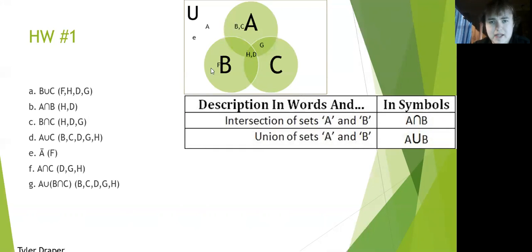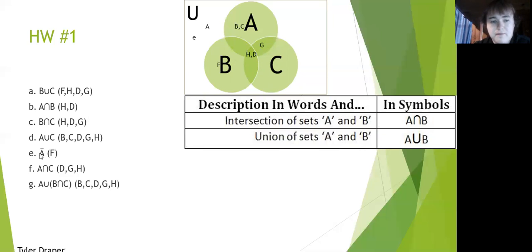A intersects B, and they share the same 2 points, H and D. B intersects C, they share H, D, and G. Hope you're kind of following along and picking up on them as we go along here. If you need to slow down and look at it, you can always pause, I don't mind. A union C. So we'll see circle A, circle C, all those points above. So B, C, D, G, H will be the points.